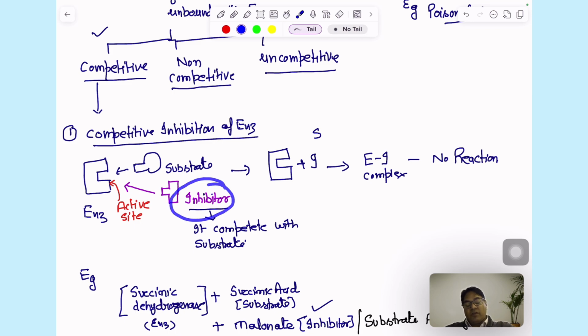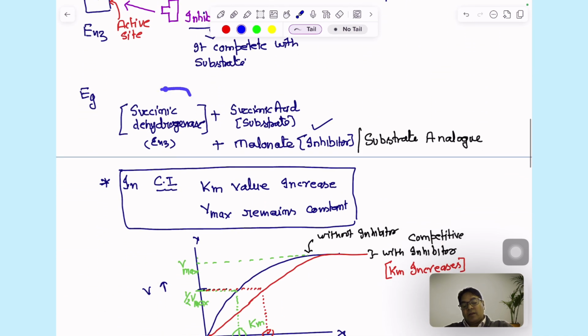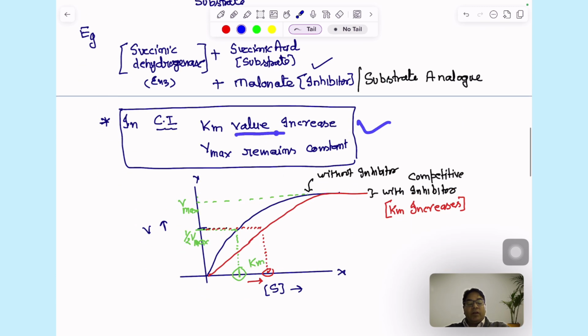So this inhibitor, if present in higher quantity, competes with the substrate and forms an enzyme inhibitor complex, and then there is no reaction. But it is reversible. That means when the inhibitor is taken out, the enzyme will become normal. It can carry out its normal activity. One example is the succinic enzyme, which is inhibited by malonate, a competitive inhibitor for succinic acid. Now, in competitive inhibition, the Km value increases. That means we find a shift from this side to that side on the substrate line, but the Vmax and the half Vmax both remain constant.